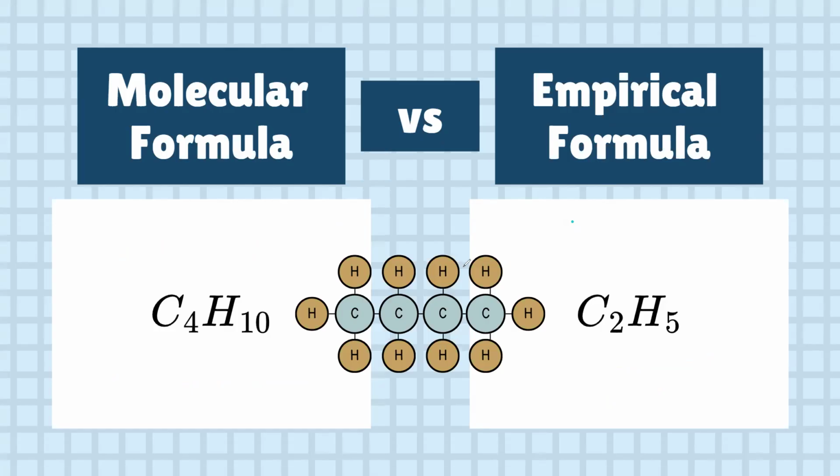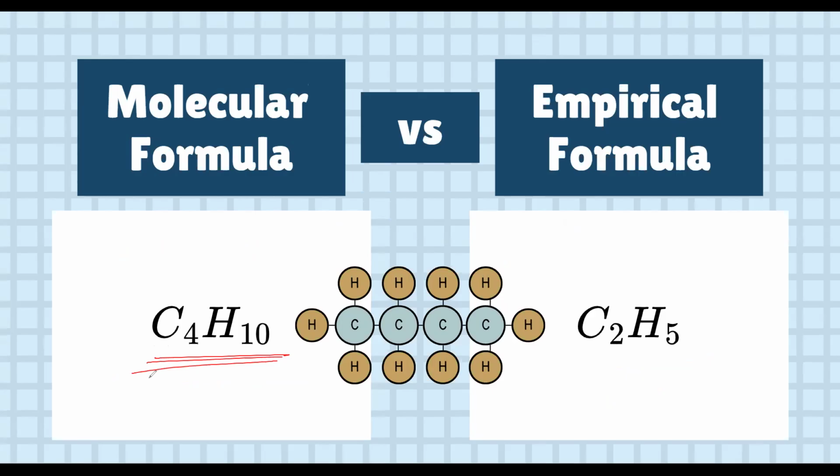This is the molecular formula for this compound. This compound is called butane. 4 carbon atoms and 10 hydrogen atoms. So if we were to break this down to its lowest term, we have 4 and then we have 10. 2 can divide both of them. 4 divided by 2 gives us 2 and 10 divided by 2 gives us 5. So the ratio is 2:5. That's why we have C2 and H5 as the empirical formula.